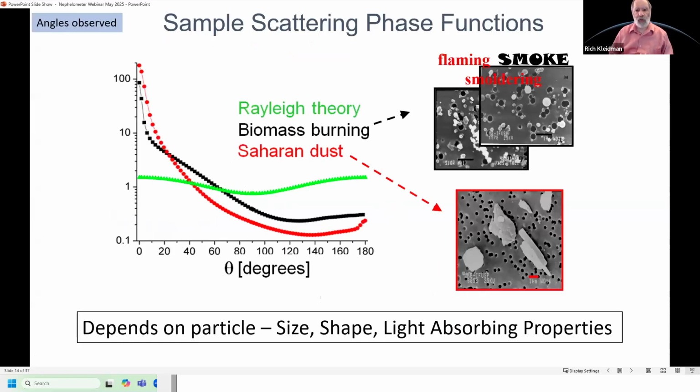This is some examples of scattering phase functions from different types of particles, and you can see just what I was talking about. When you get close to 0 degrees, your signal really jumps up. And this is not only dependent on particle shape, it's dependent on particle size. It will depend on the light absorbing properties, which are related to the chemistry. So there's a lot of effects we see that will affect the signal, but we can't necessarily tease out all the parts with a simple integrating nephelometer.